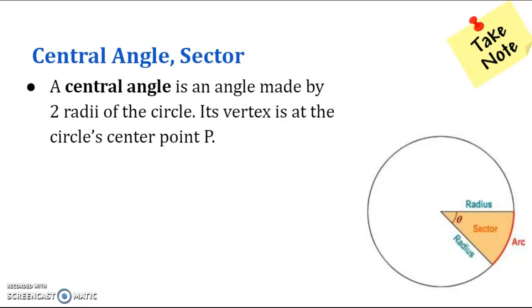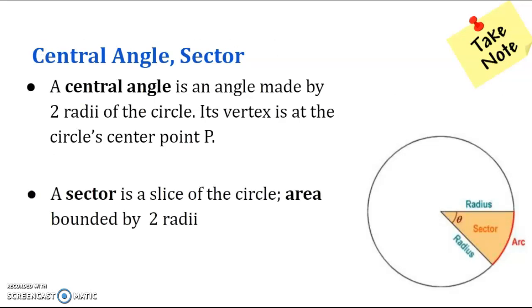Okay, and then another word that you should know is a sector. What is a sector? It's a slice of the circle. So that is the area bounded by two radii. This shaded orange portion of the whole circle is called the sector. So you can think of this as a slice of pizza.